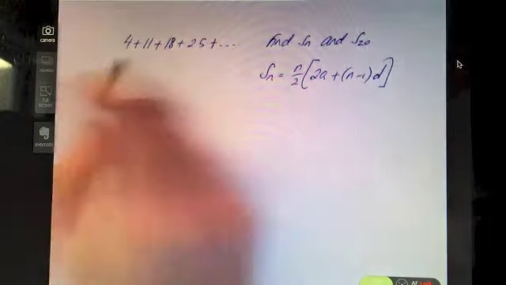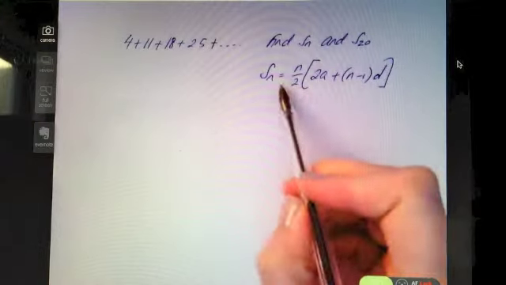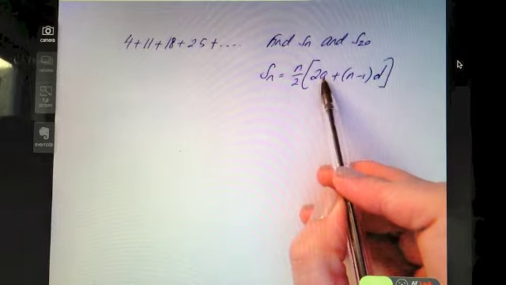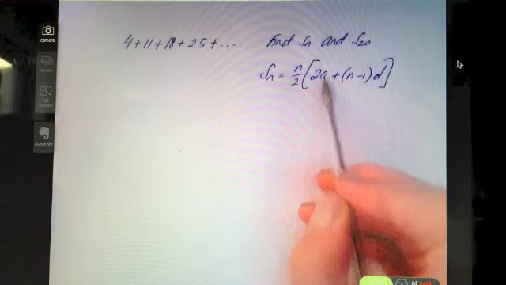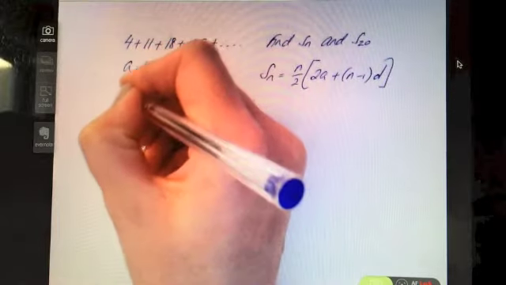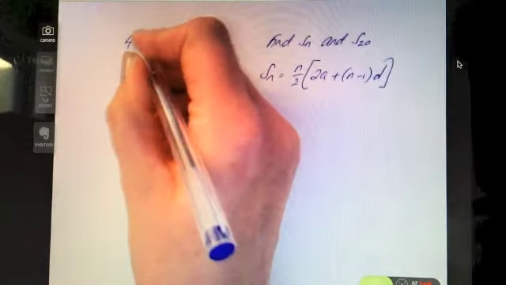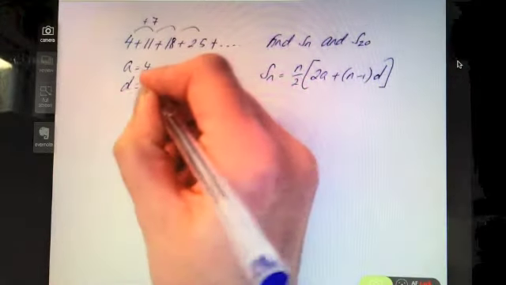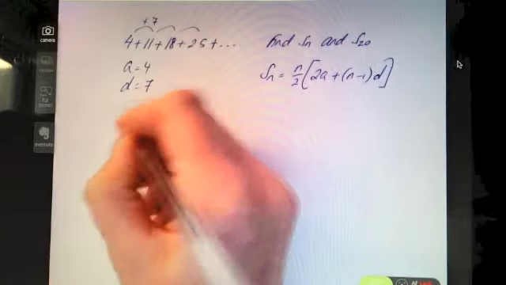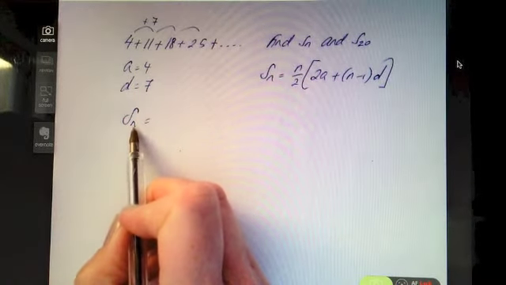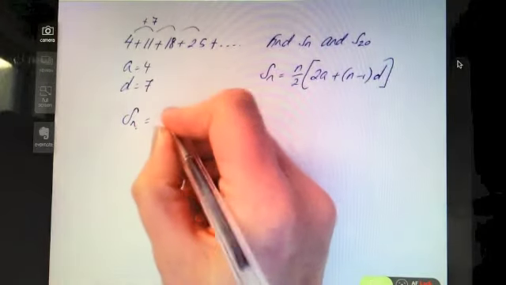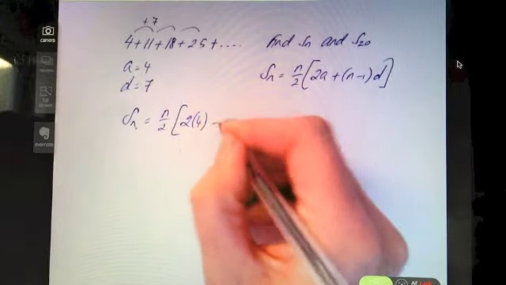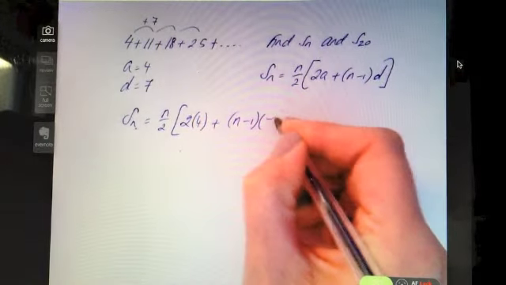Okay, so what I'm going to do first of all is get an expression for Sn. The two important things I need to fill in here are a and d. a, of course, is the first term, which is 4, and d is the common difference. We can see that each term is adding on 7 each time, so d is 7. If I want an expression for Sn, I'm leaving it in terms of n, so keep n as n throughout. 2 times a is 2 times 4, plus (n minus 1) times 7.